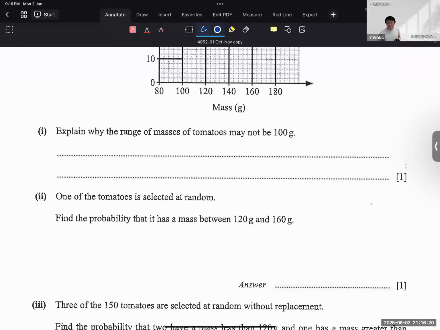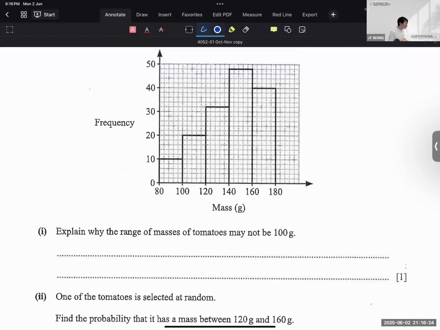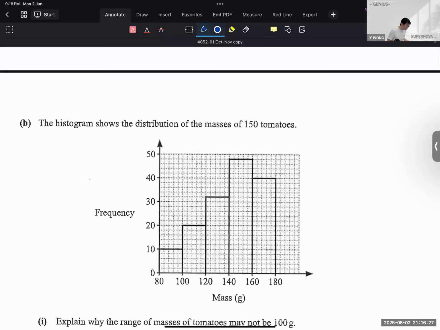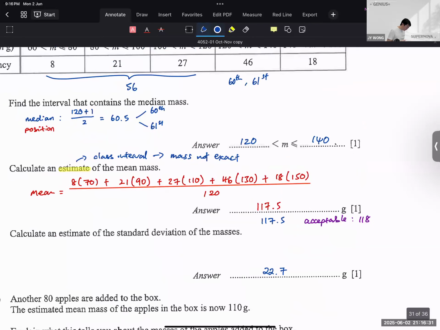Explain why the range of masses of tomatoes may not be 100. Do you realize it's exactly what the question I was explaining just now? I actually don't remember that they asked this question after that.